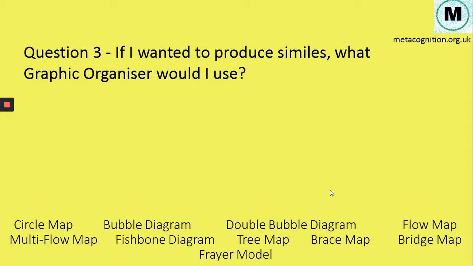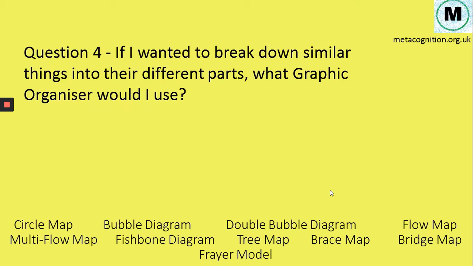The graphic organizer that you would use would be a bridge map, because you are looking at what links 2 words together and it helps you to produce similes. Question 4. If you wanted to break down similar things into their different parts, what graphic organizer would you use? Pause your video, have a go at the question, and press play when you're ready to find out the answer.